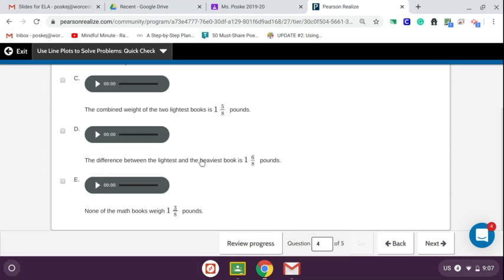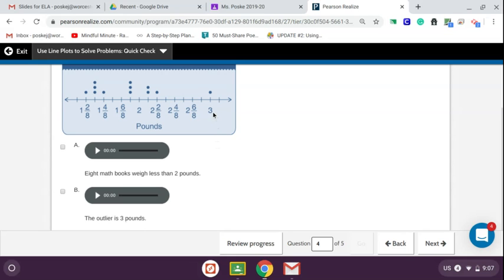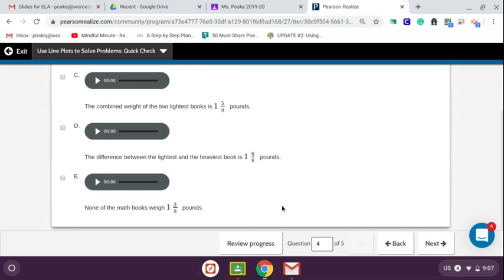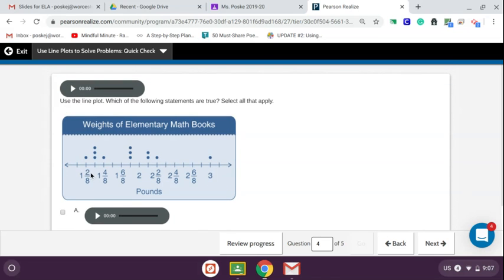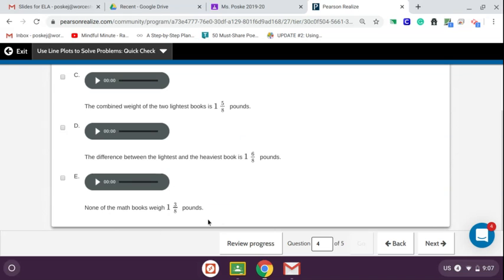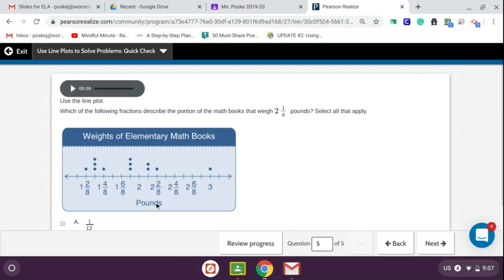The difference between the lightest and the heaviest book is 1 6/8 pounds. So you're going to take a look at the heaviest book and the lightest book, and you're going to subtract. None of the math books weigh 1 3/8 pounds. So 1 3/8 would be right here. There are books here, so that you probably wouldn't be checking off. That's not true.